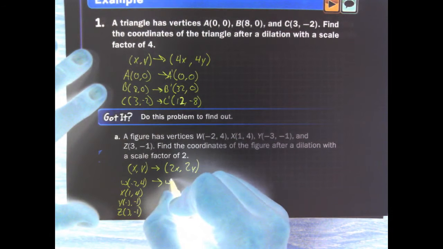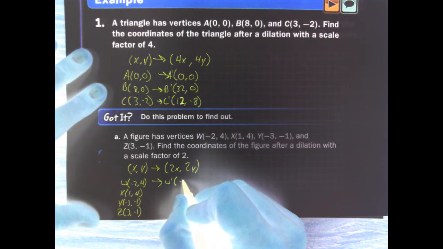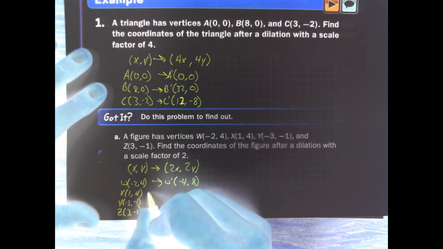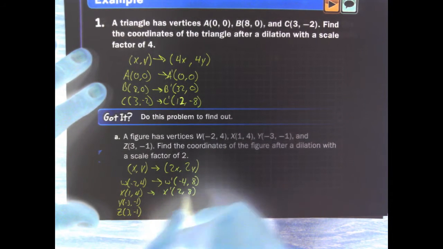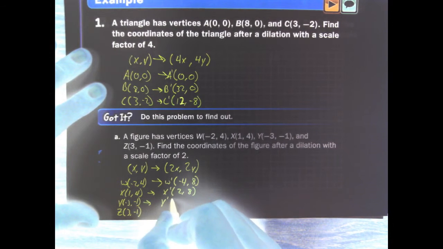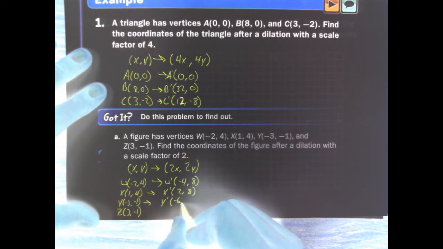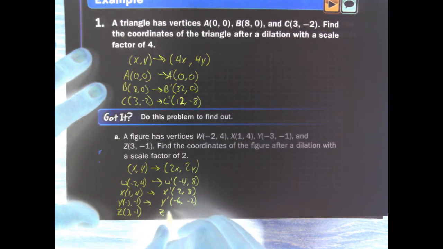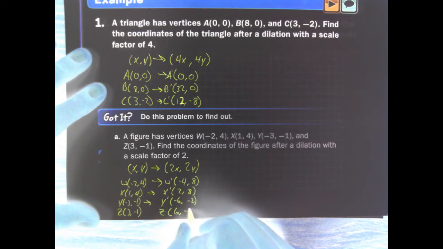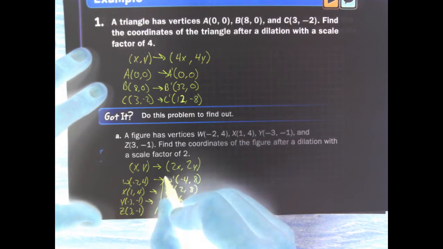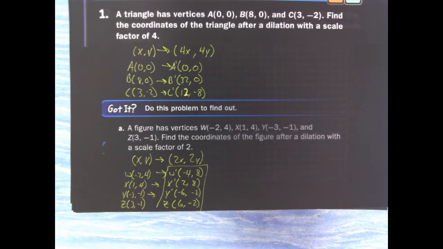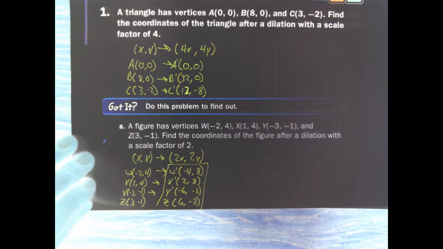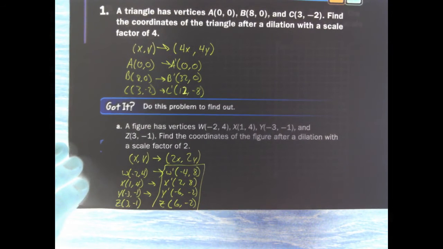So W prime would be (-4, 8). X prime would be (2, 8). Y prime would be (-6, -2), and Z prime is going to be (6, -2). Here are the coordinates of my image. Okay, so when you have a scale factor and you're doing a dilation, you multiply both coordinates by that scale factor.